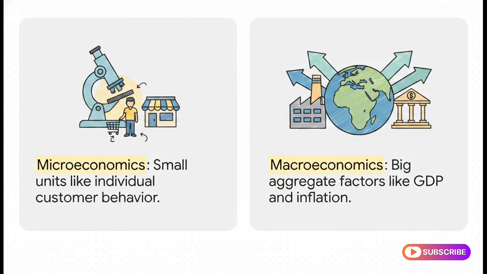This is the big, aggregate picture, the total health of the entire economy. Here, analysts track massive variables, things like overall GDP, national inflation rates, and employment levels. It's essentially the difference between staring at a single tree versus surveying the entire forest. Because you really can't accurately judge a single company without understanding the broader economic weather it's operating in.